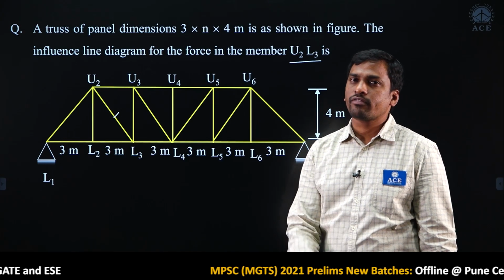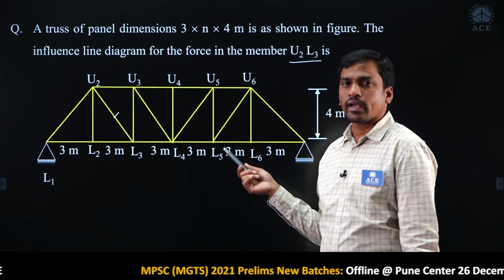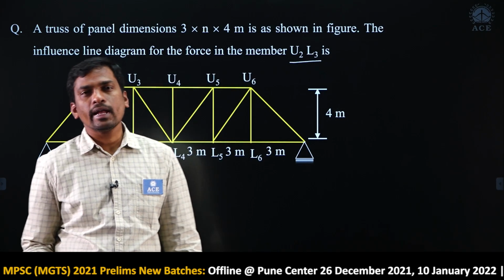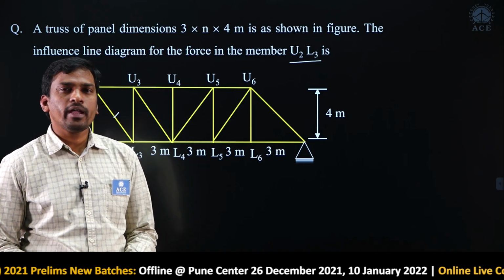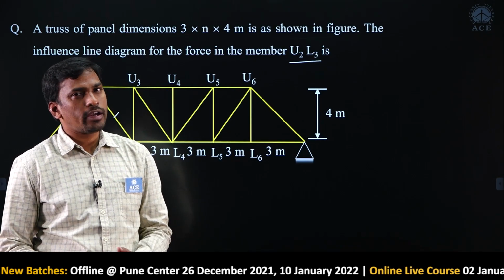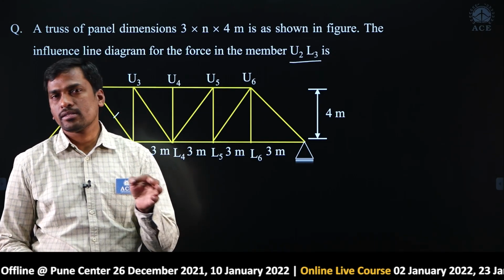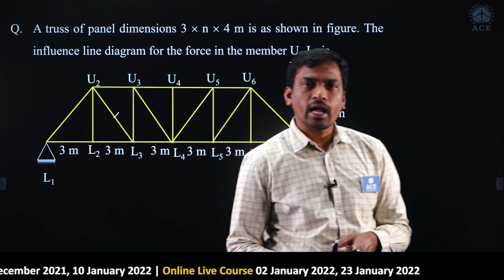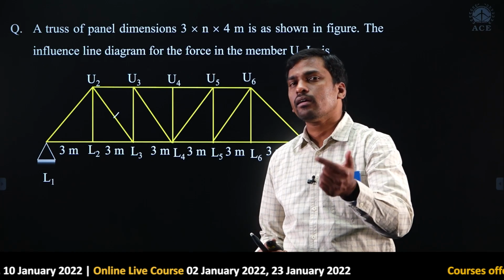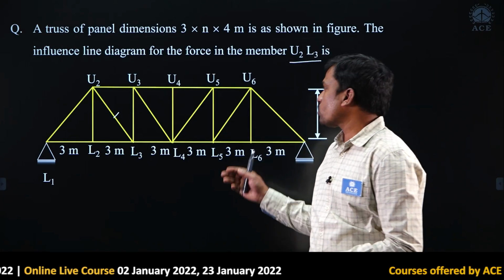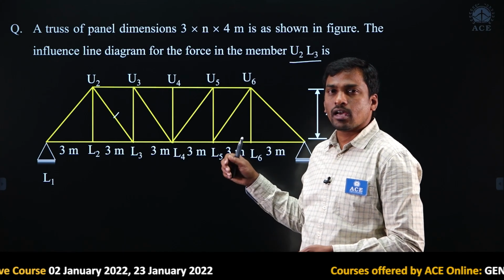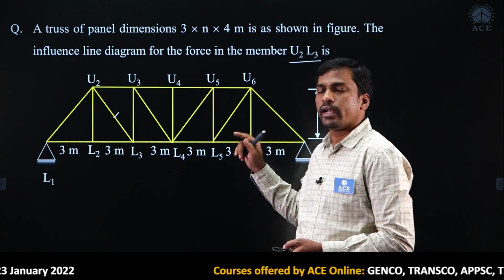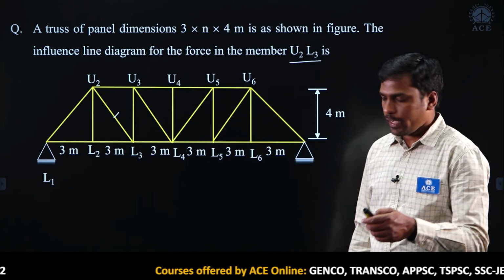I explained two types of truss bridges, one is through type, another is deck type. In a through type truss bridge, where to place the unit load to draw ILD for axial force? We have to place the unit load at the bottom joints in case of a through type truss bridge. In case of a deck type truss bridge, to draw ILD for axial force, we have to place the load at the top joints. So this is a through type truss bridge, then we have to place the unit load only at the bottom joints. Don't place the unit load at the top joints.